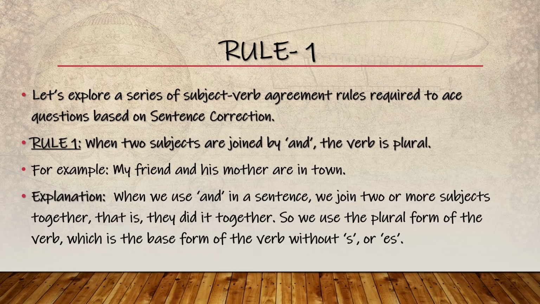Let's explore a series of subject-verb agreement rules required to ace questions based on sentence correction. So, the first rule is, when two subjects are joined by and, the verb is plural. For example, my friend and his mother are in town. Explanation: when we use and in a sentence, we join two or more subjects together. That is, they did it together. So we use the plural form of the verb, which is the base form of the verb without s or es.